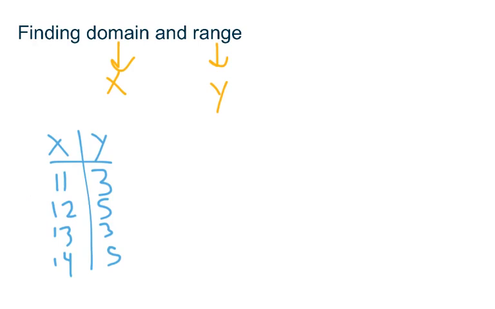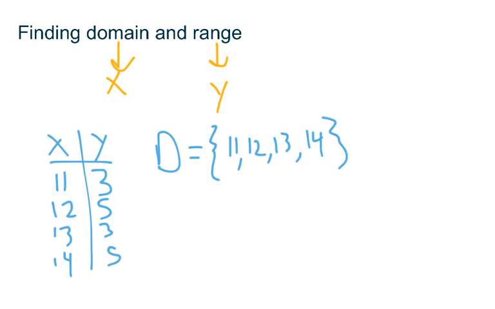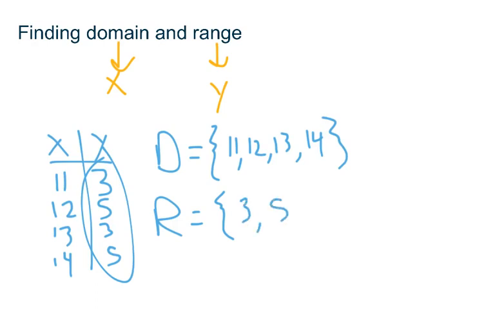The domain is going to be, and we have several ways we can write it, here we use squiggly brackets, and we just write the X values: 11, 12, 13, 14. Done. For range, squiggly brackets, we write the Y values: 3, 5. That's it. So domain and range from a table are easy. You just take these numbers and you put them in a list. And sometimes you don't have to write them all because they double up.